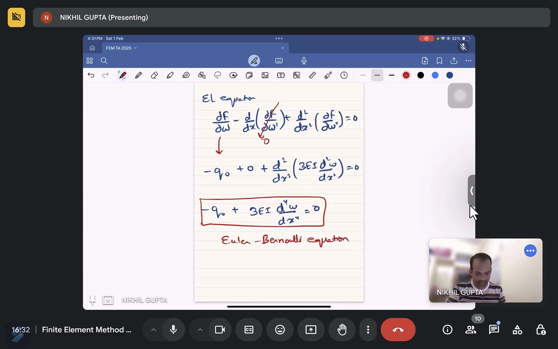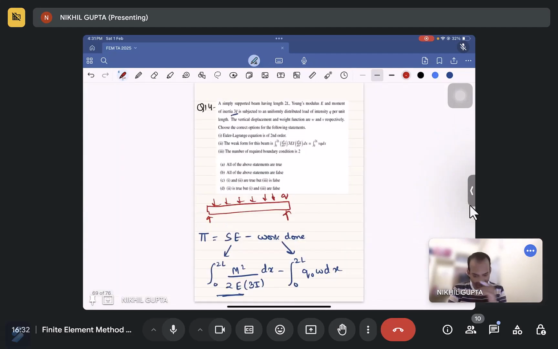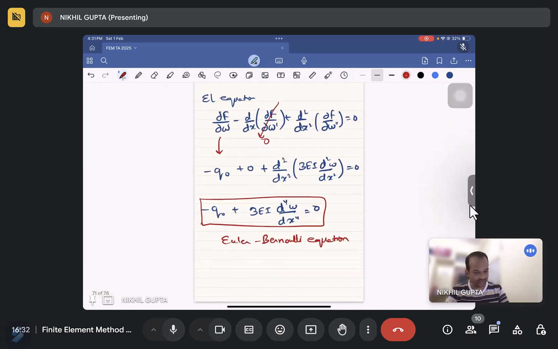Now we see that the differential equation is of power 4. So the first option is wrong. It says Euler-Lagrange equation of second order. No, it's a fourth order. The other option is saying it is the weak form of the beam. Now okay, let's solve the weak form as well.